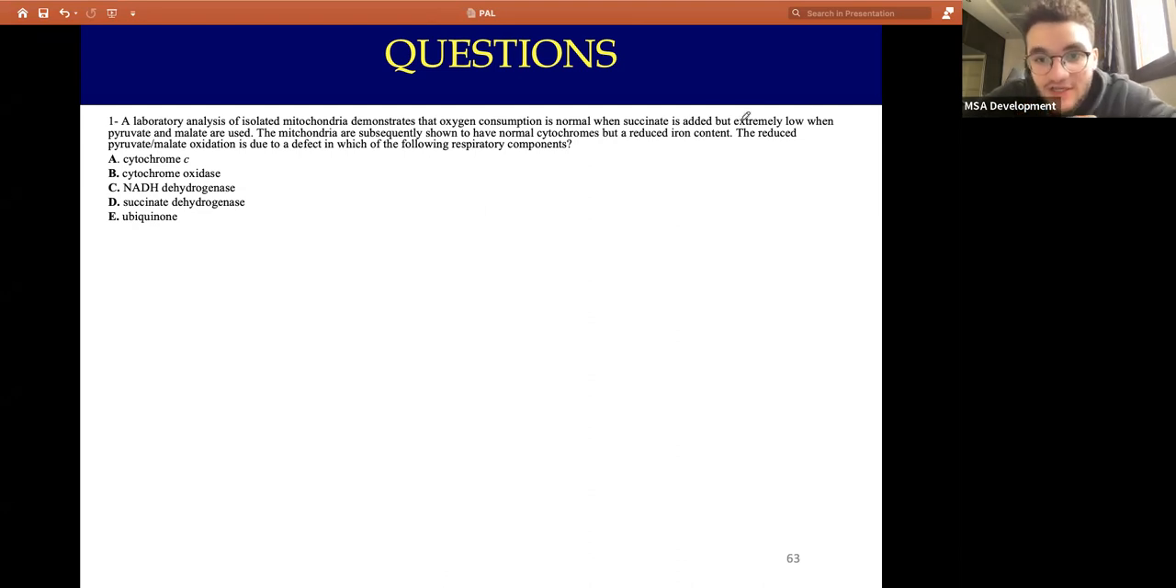Okay, so to understand it, remember when I said NADH enters complex number 1, and FADH2 enters complex number 2. What it says here is that oxygen consumption is extremely low when pyruvate and malate are used. However, when succinate is used, which is complex number 2, also called succinate dehydrogenase, I want you to keep this in mind. Succinate dehydrogenase, which is in the TCA cycle, converting succinate to fumarate, is also in the electron transport chain. So here there's normal succinate oxidation. So complex number 2 is fine, right?